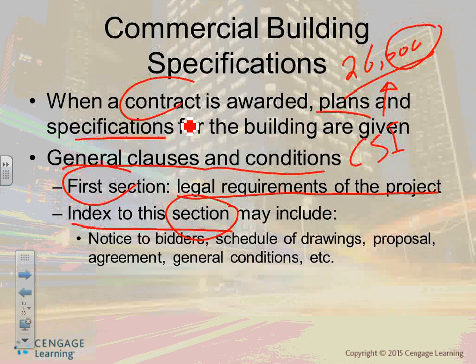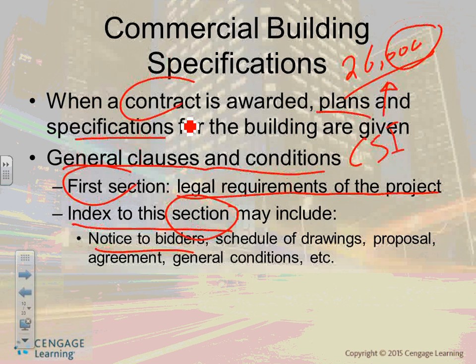And they go through all of these, and they're 1,000s. When I say 26, they're 26,000. Start with that. They give you a list of all the specifications. Then they also have instructions to the bidders, like when the bidding opening is going to be. That's part of the clauses and conditions.